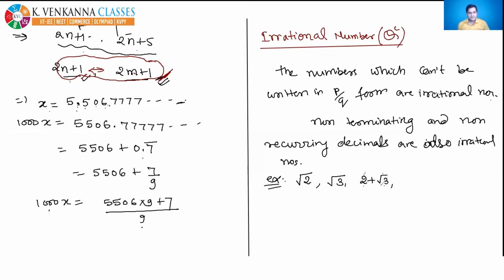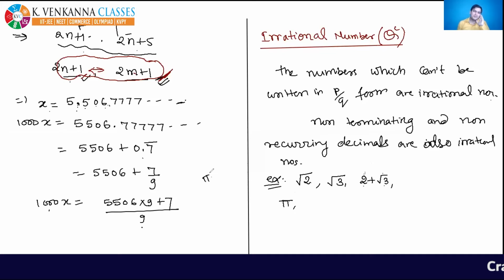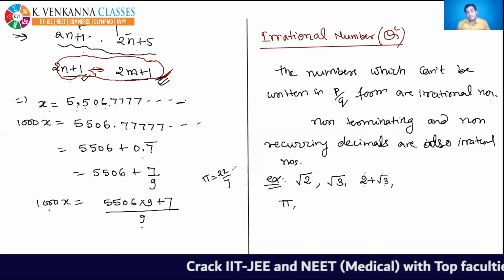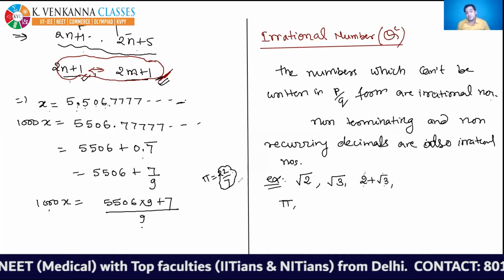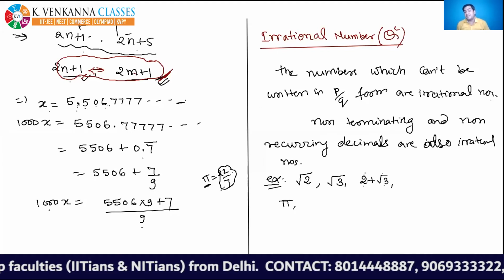Okay, the next irrational number is pi. Pi is an irrational number. And about pi, you have studied in class 10th. Then you will think that the value of pi you have studied in class 10 is 22/7. But in the previous class, I told you that 22/7 is a rational number. But in today's class, I am saying pi is an irrational number.